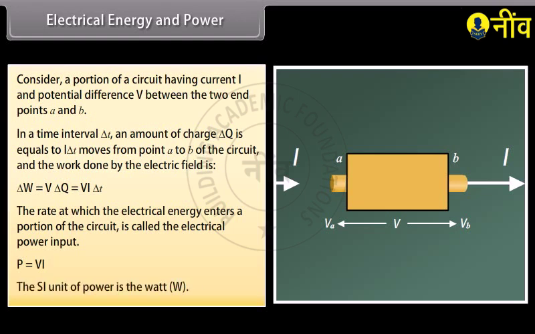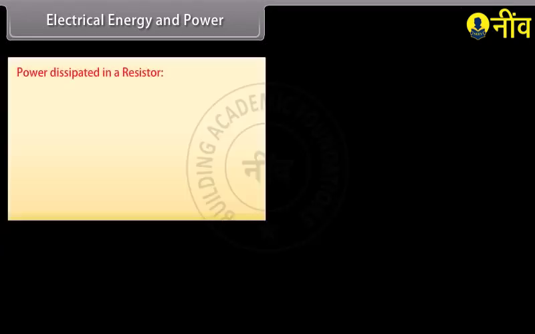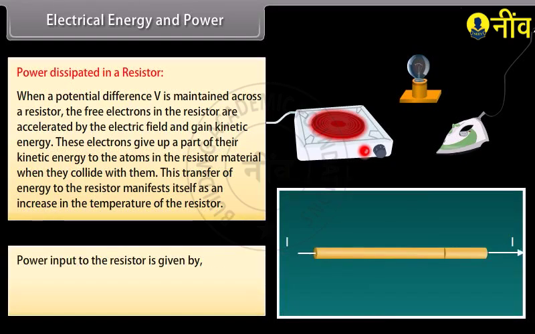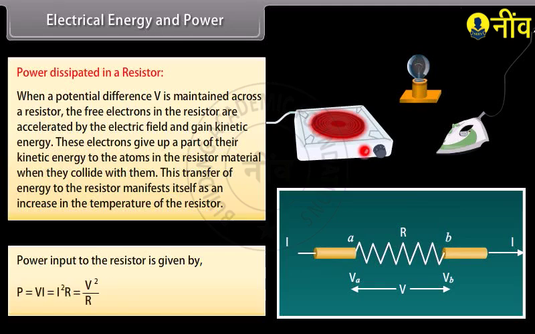The SI unit of power is the watt, W. Power dissipated in a resistor. When a potential difference V is maintained across a resistor, the free electrons in the resistor are accelerated by the electric field and gain kinetic energy. These electrons give up a part of their kinetic energy to the atoms in the resistor material when they collide with them. This transfer of energy to the resistor manifests itself as an increase in the temperature of the resistor. Power input to the resistor is given by P = VI = I²R = V²/R.